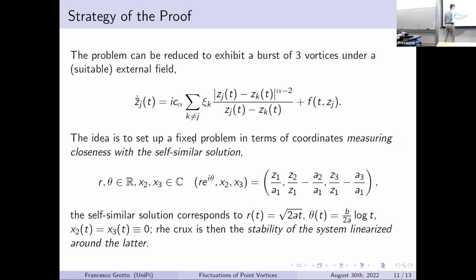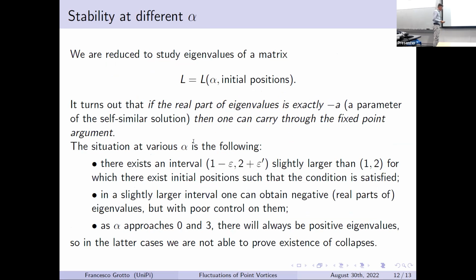You introduce good coordinates centered around the self-similar solution, because you expect to be close, at least for small times, to the self-similar solution you are able to produce explicitly in the special case. Then you linearize the ODE system around the self-similar solution. This coordinate measures how close you are to it: the z's were positions of vortices, the notation is complex, and if A1 and A2 were the positions from where the 3 self-similar collapse started, this ratio should be close to that ratio if you are close to the self-similar solution. So you linearize, you have a big linear system, and you are reduced to studying eigenvalues of the matrix of this system.